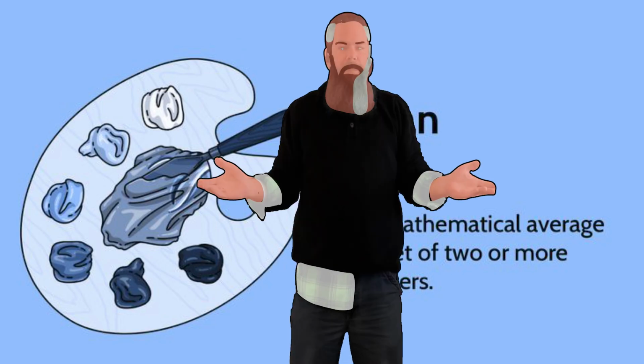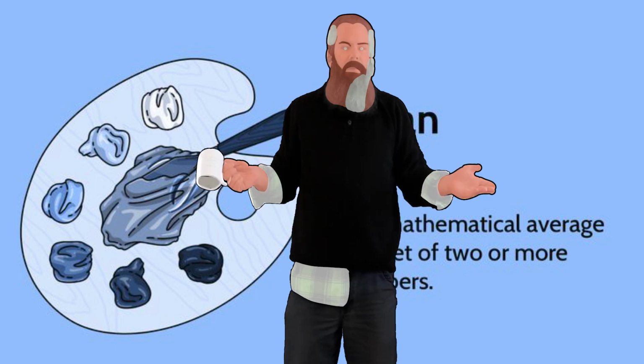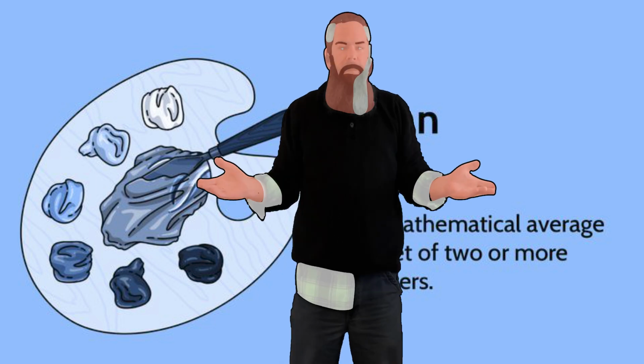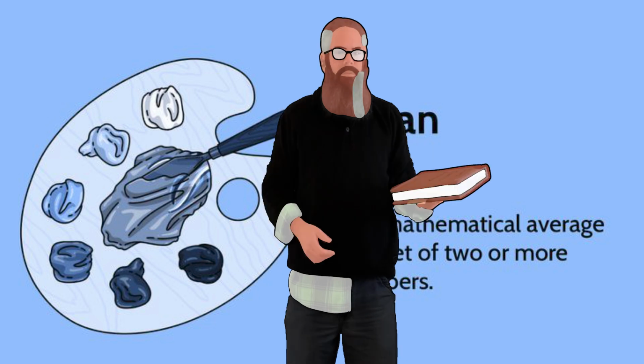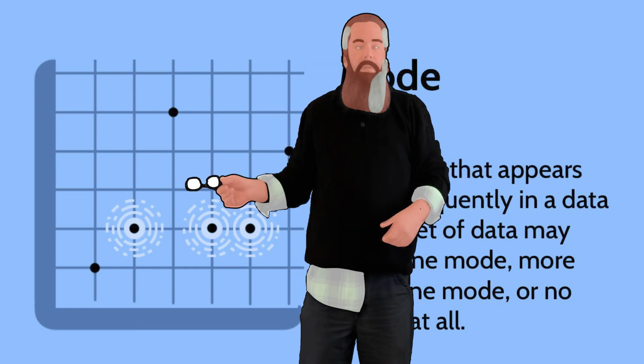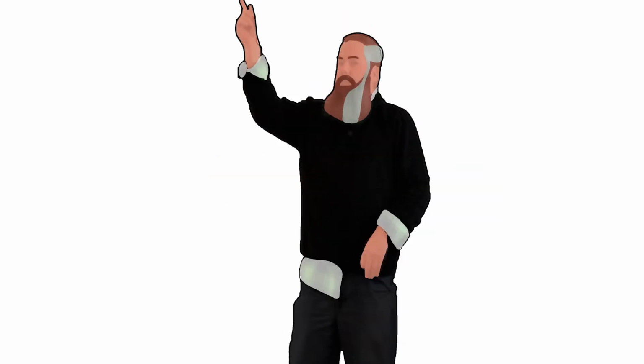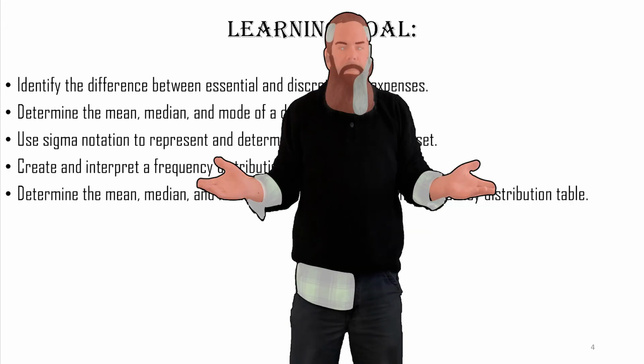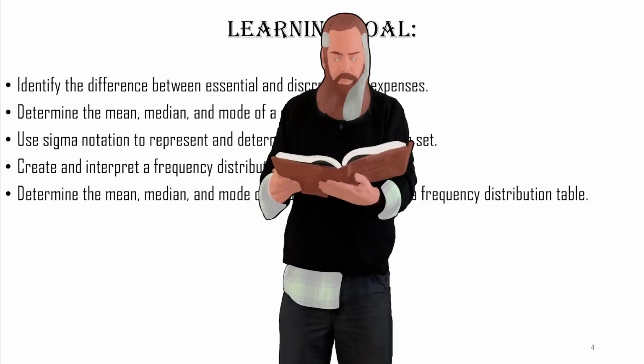It is determined by finding the sum of those scores and then dividing by the number of scores. It's an average. Median is the middle score. Mode is the most frequently occurring item or items. Both essential and discretionary expenses can vary greatly. Here you learn how to use some statistical measures to help you make sense of your expenses. Now let's determine mean, median, and mode of a data set.